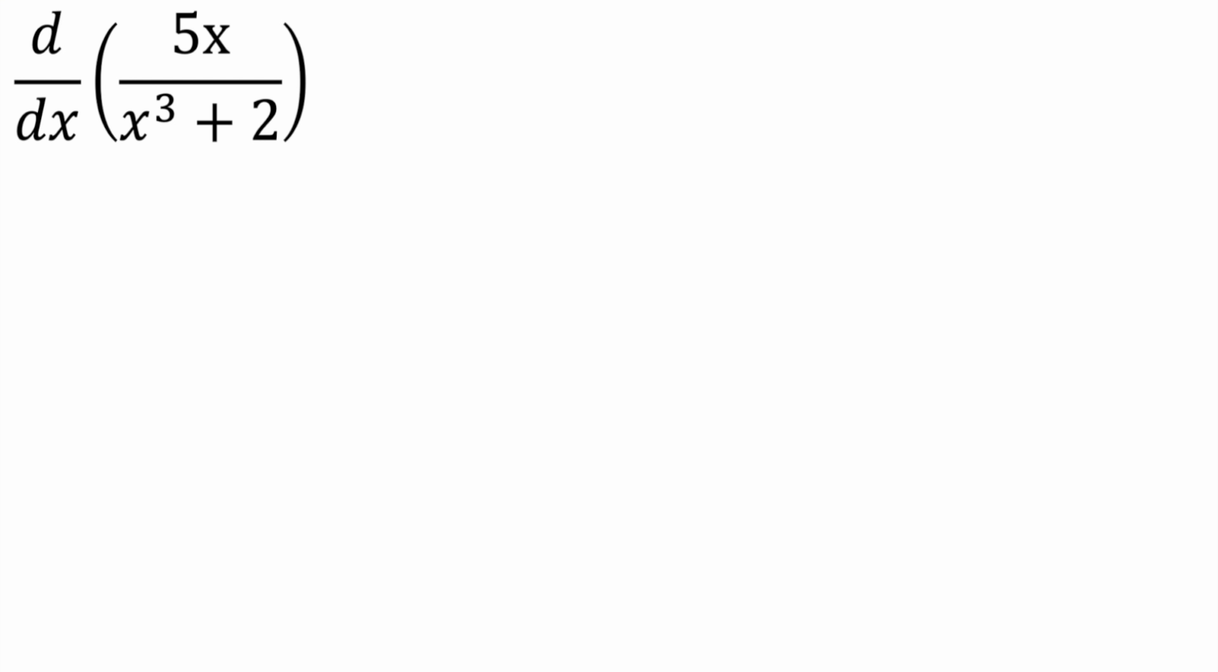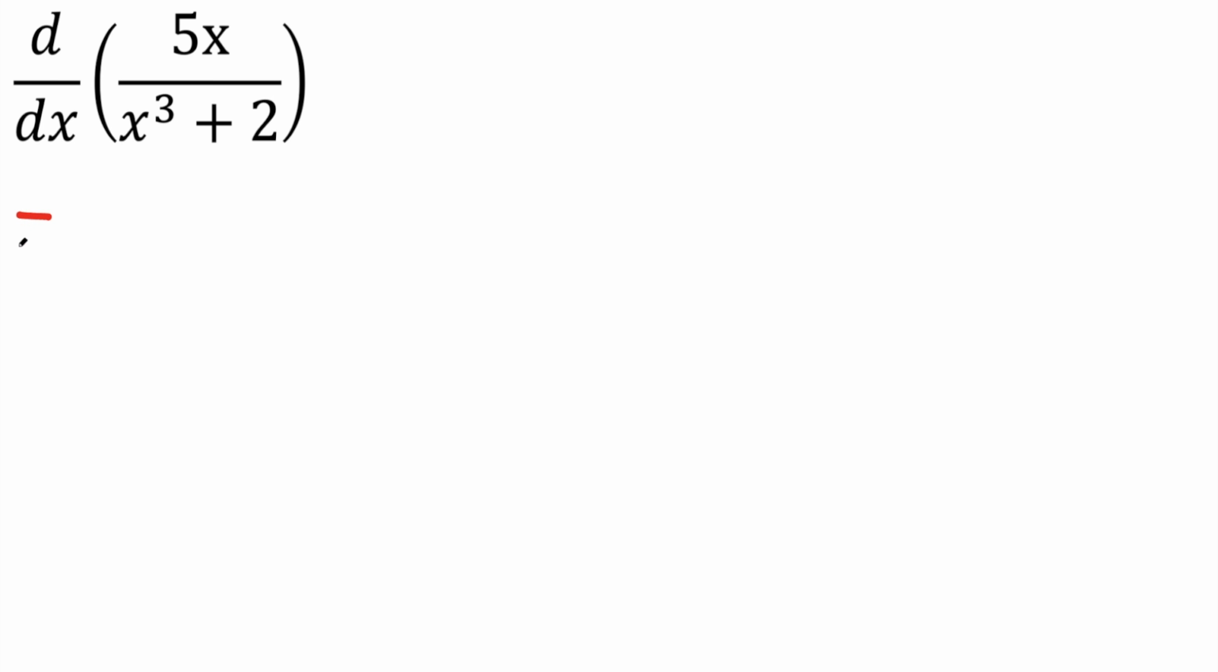Okay, in this video, we are going to solve this problem right here. So we want to find the derivative of 5x divided by x cubed plus 2. And this is a prime example of a quotient rule problem where you have low d high minus high d low, divided by the square of what's below. And let's see this in action.